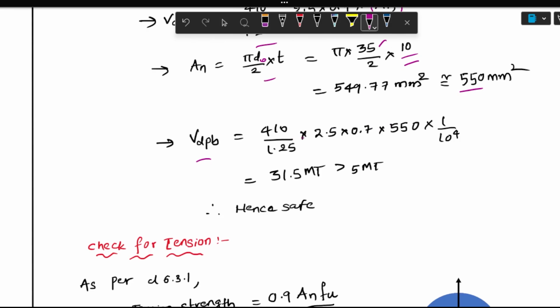Now let us calculate the bearing strength. You already know the formula. Just substitute in the bearing strength formula and you will get 31.5 metric tons, which is greater than 5 metric tons. So hence the lug plate is safe in bearing.